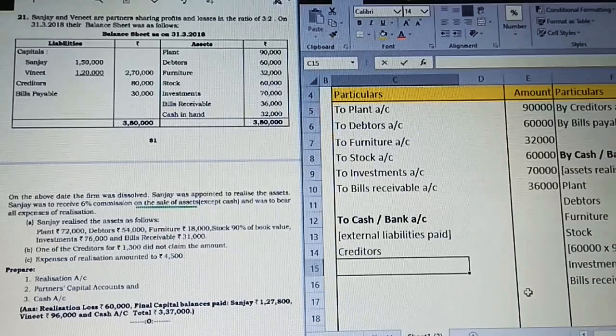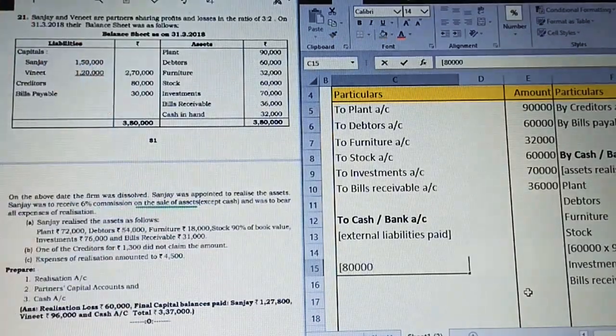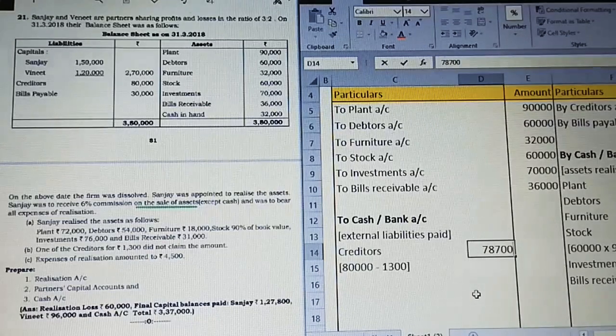We have an adjustment, right? What is the value of the creditors? Book value is 80,000. In this 80,000, one of the creditors didn't claim, which means the amount is going to be a benefit for us. When they have not claimed it, this amount is to be reduced. We are not paying it. So what will be the amount? We have to check now. 80,000 minus 1,300 gives you 78,700.